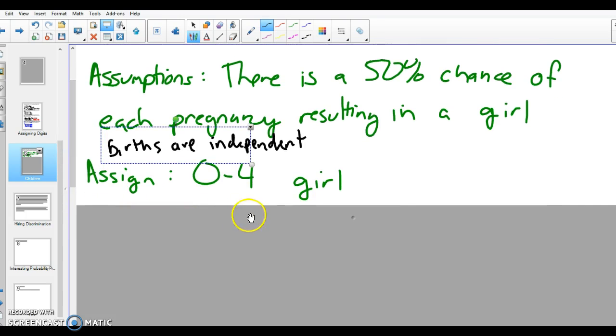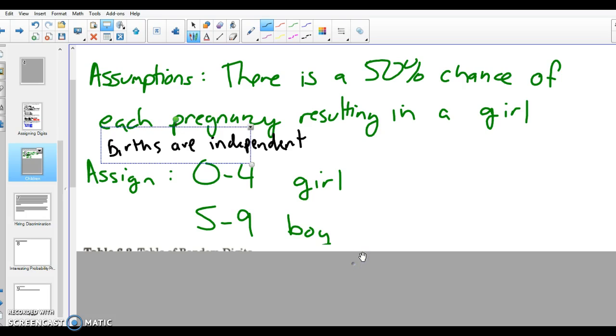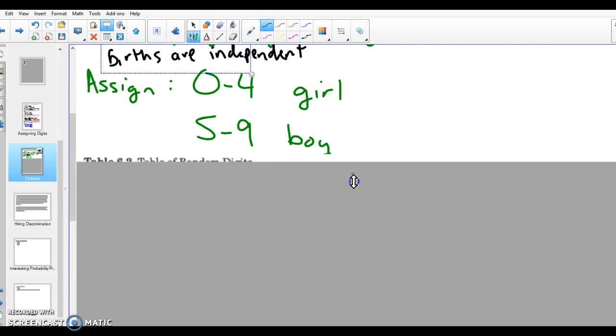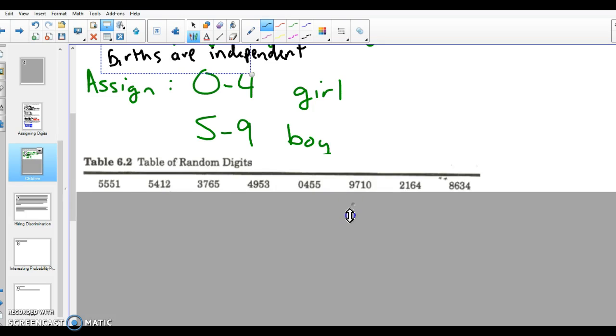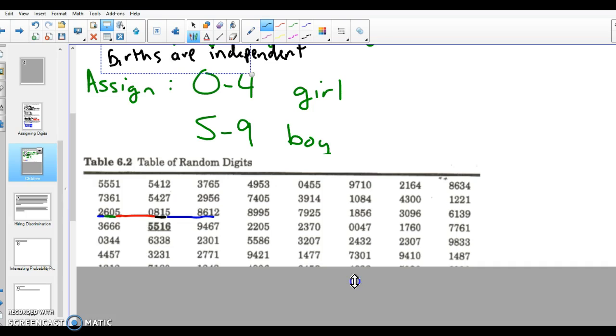Because of that, I would assign digits 0 to 4 to represent girls and 5 to 9 to represent boys. You could do evens and odds again, or you could have the numbers switched. Okay, so a number of different correct ways you could do it. Then I'm just going to pick up on my table where I left off on the previous problem. You could really start anywhere.